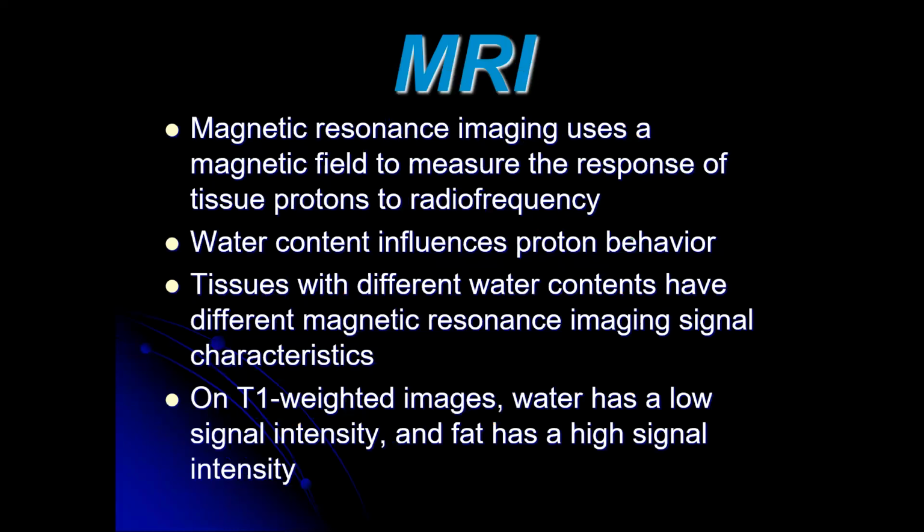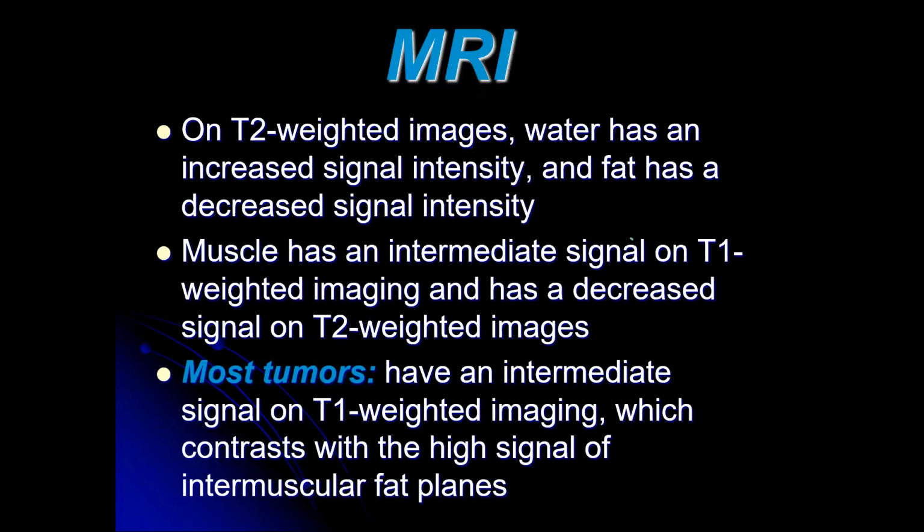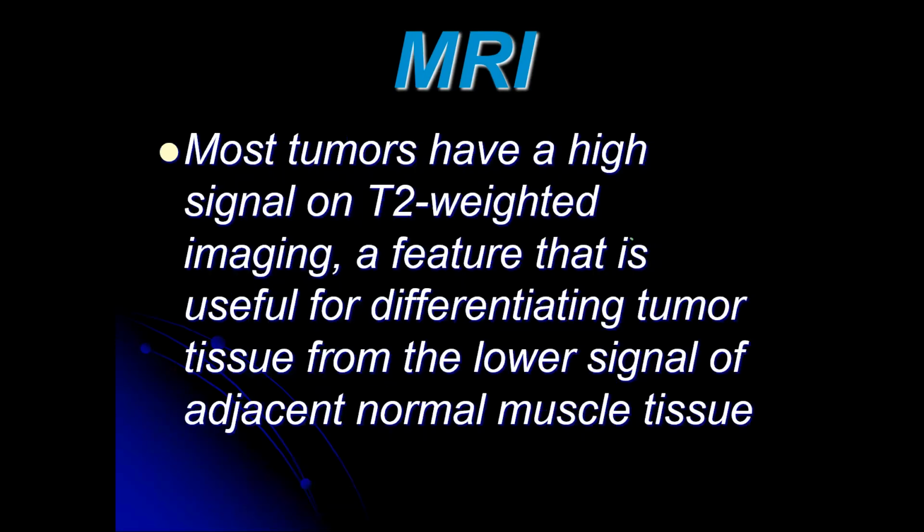Magnetic resonance imaging uses a magnetic field to measure the response of the tissue protons to radio frequency. You should know what T1 and T2 are. You should know the detailed imaging of magnetic resonance imaging. When would you use fat suppression? When won't you? And how it can help you tell the response to treatment. You have to think that most tumors have an intermediate signal on T1 weighted imaging, which contrasts with the high signal of fat compared with intermuscular fat pads. Most tumors have a high signal on T2 weighted imaging, a feature that is used to distinguish them from the lower signal of adjacent soft muscle tissue.